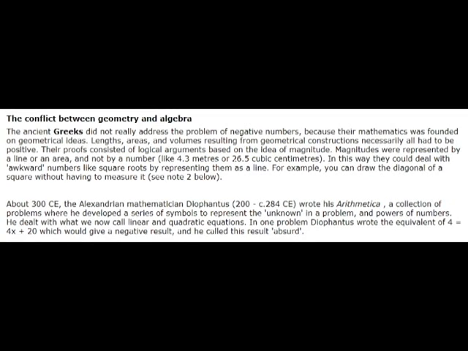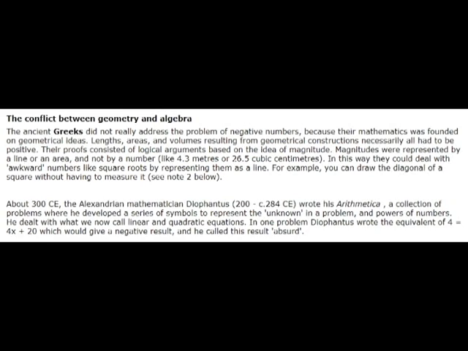The ancient Greeks were very brilliant people, and they didn't use negative numbers. They used geometric ideas of lengths, areas, and volumes, and used constructions to visually demonstrate their findings. The great Greek mathematician Diophantus of Alexandria was interested in linear and quadratic equations.